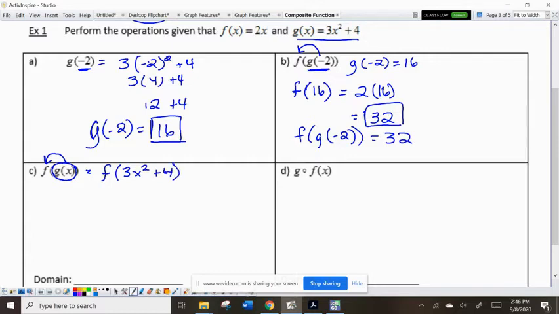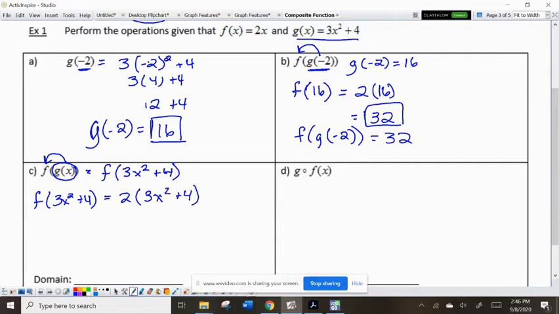These are saying the same thing. The g function goes into f. So now we're going to go into f. We're going to replace every x we see with this whole expression. It's really important to use parentheses so that we get the right answer.